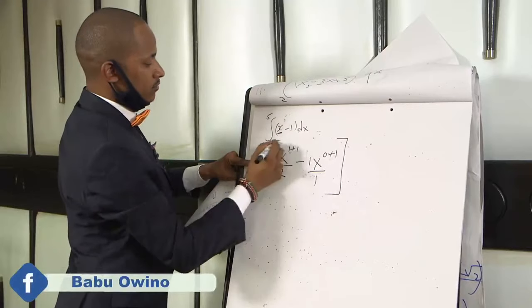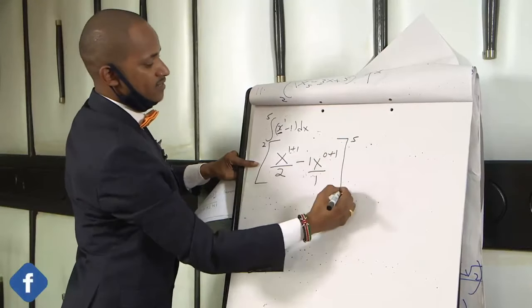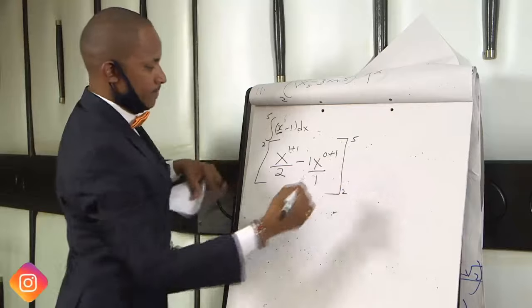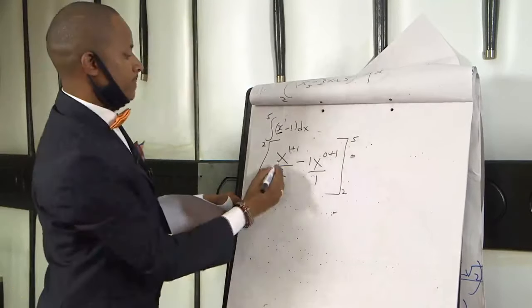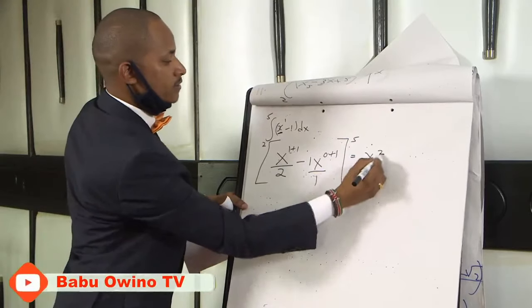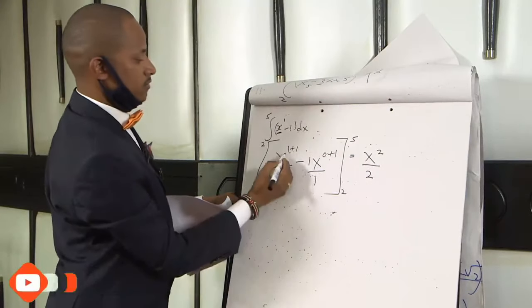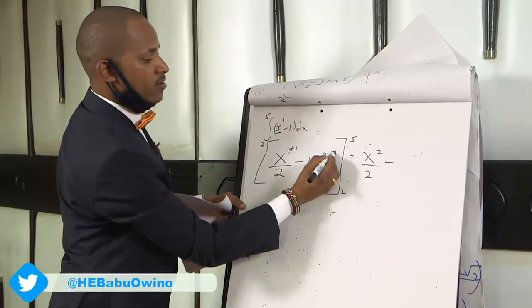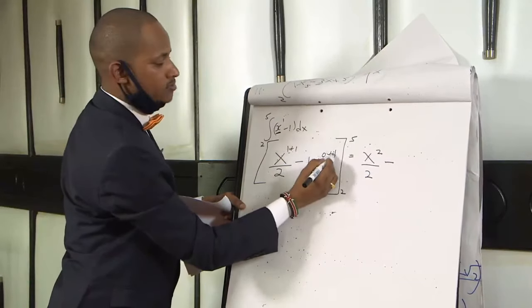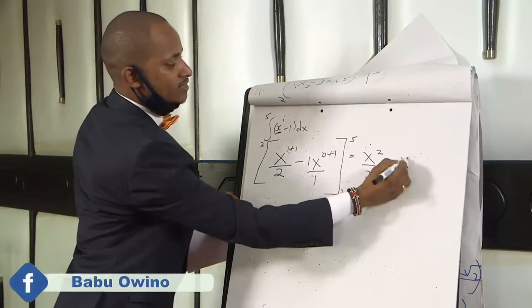And now our limits here are 5 and 2. That's it. This gives us x squared divided by 2, minus x raised to power 1. 0 plus 1 is 1. So therefore x power 1 is x.